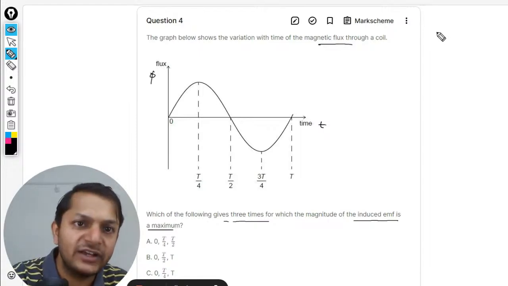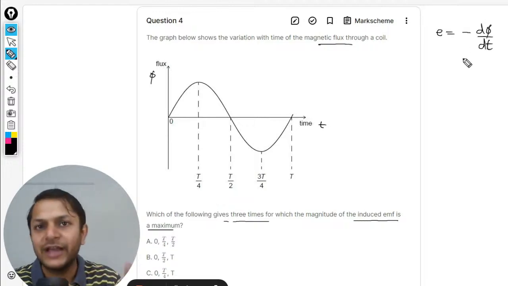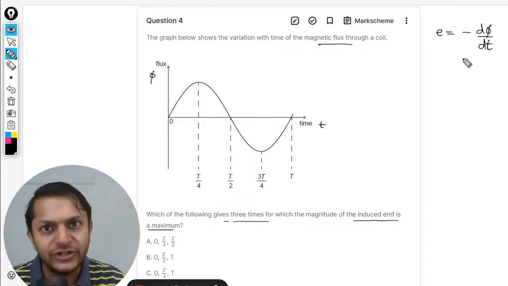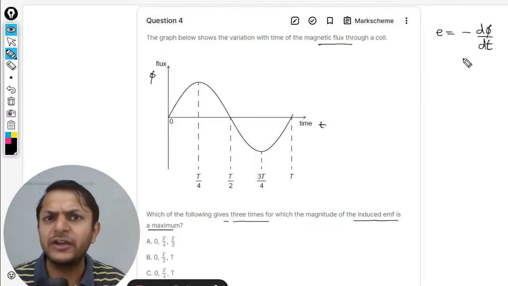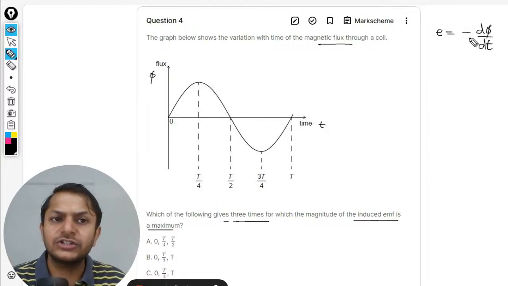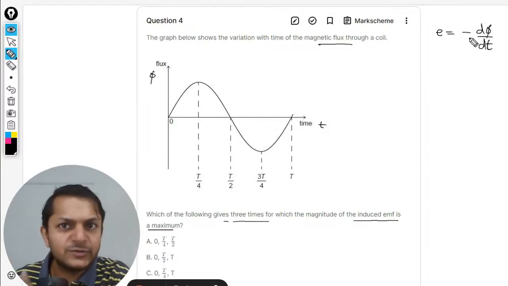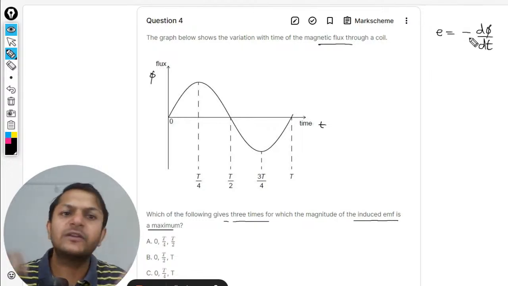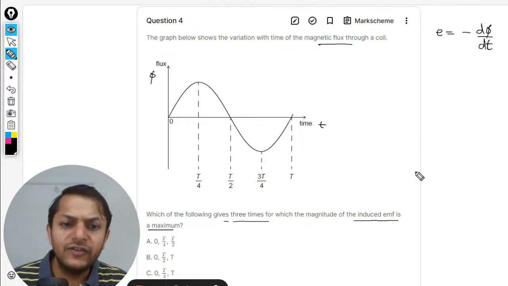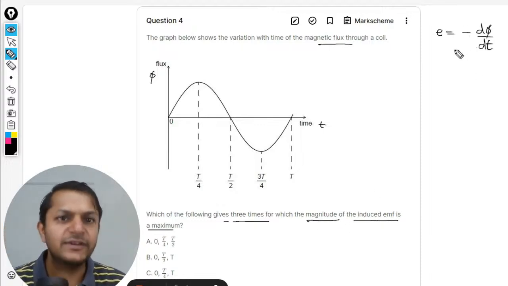So by applying Faraday's law, I know that E will be given by negative of d phi by dt. Again, I'm going into calculus, but this is how we actually write it. But you can write in whatever manner you prefer. So the negative sign only shows Lenz's law, that the induced current will be such that it will be opposing the change that is bringing the induced current in the first place. But we are not concerned with that because we are only concerned with the magnitude here. So we can skip the negative sign also.